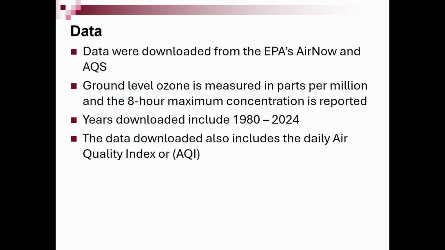So my data specifically was downloaded from EPA's AirNow and the Air Quality System that the EPA uses. Ground level ozone specifically is measured in parts per million, and the 8-hour maximum concentration is reported. The years that I used were everything that was available, which was from 1980 to 2024. And this specific set of data also includes the air quality index for the day that concentration was recorded for each monitoring site.